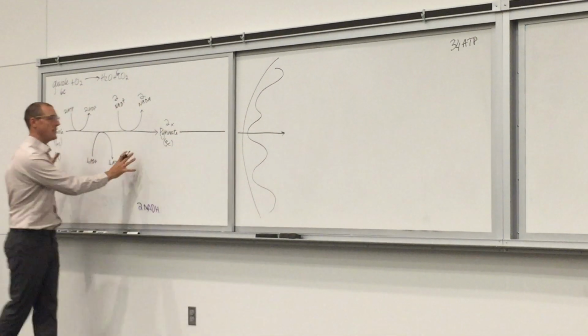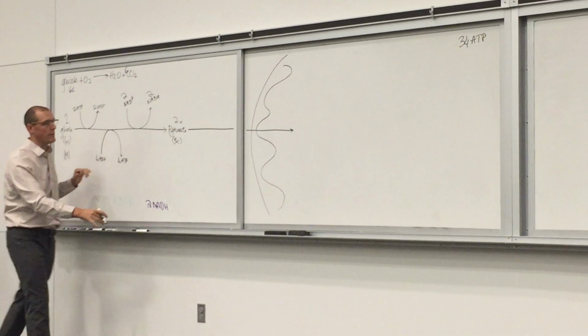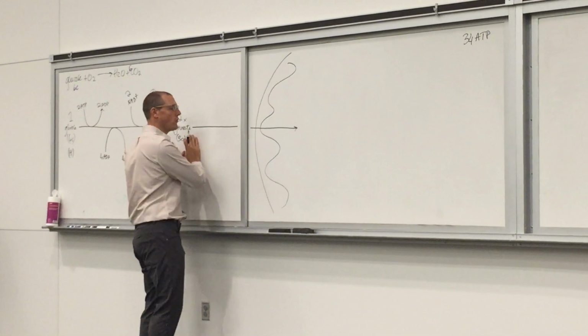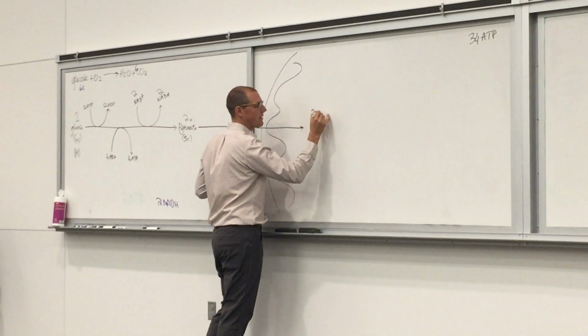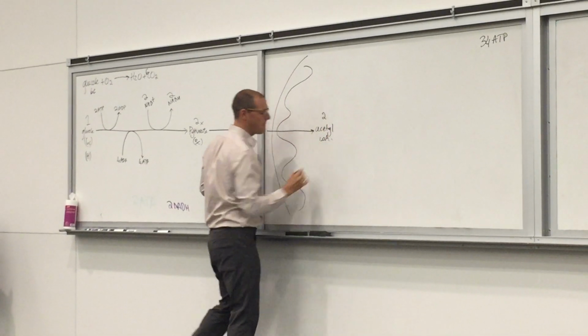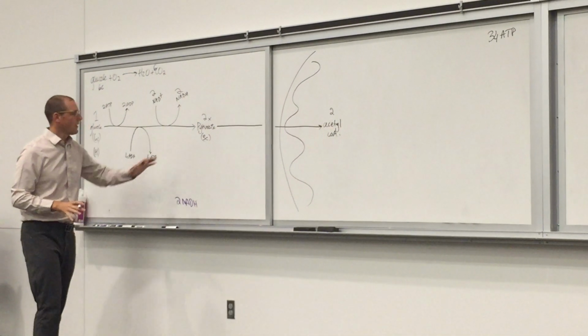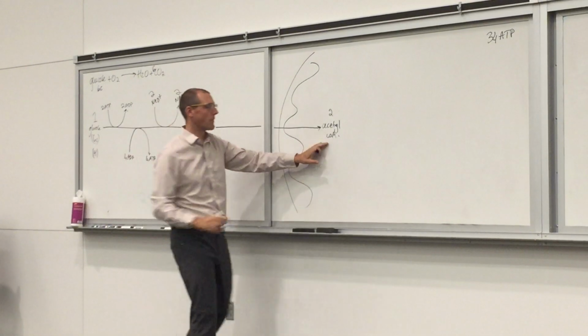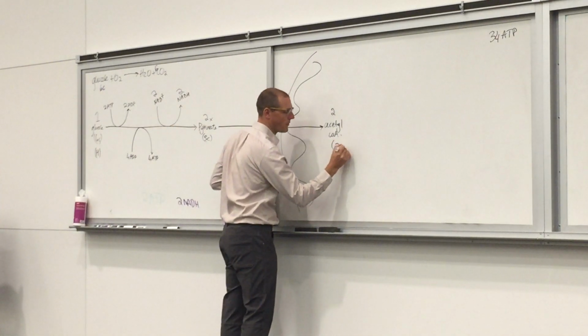Okay, so this was my first stage, it's glycolysis. My second stage is I'm going to convert these 2 pyruvates to 2 acetyl-CoAs. So 2 of those and 2 of those. Now these have 2 carbons.